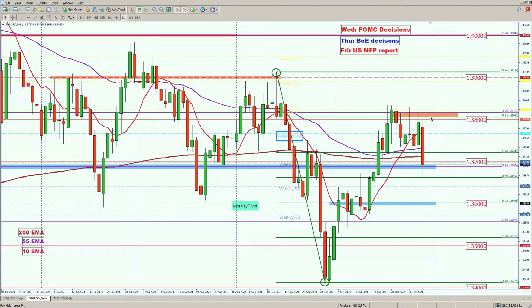Okay, any further, if it does break out higher, and it's got to retest this swing high area here at the 139. So there is a potential target zone of resistance here.